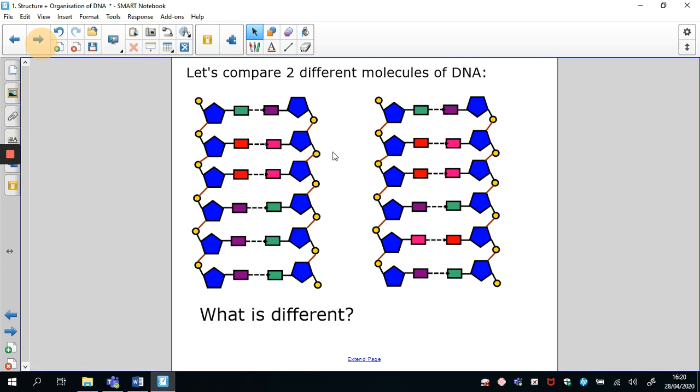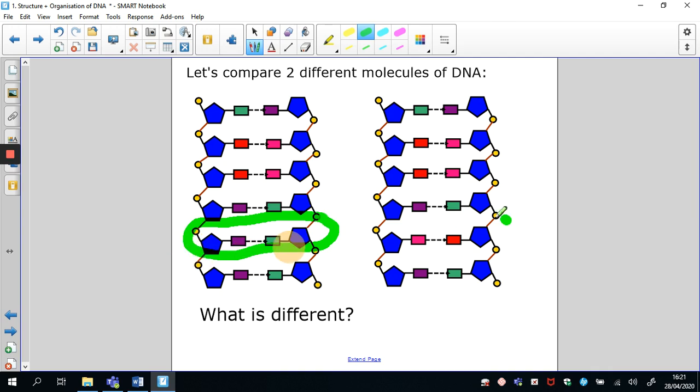Right, so here we've got two different molecules of DNA. They look very, very similar, but they're not. So have a look and spot the difference. We can pretend that this molecule has come from me and this molecule has come from Mr. Hill, for example. Very, very similar, but they're not the same. So hopefully you have spotted that this bit is different for the molecules.